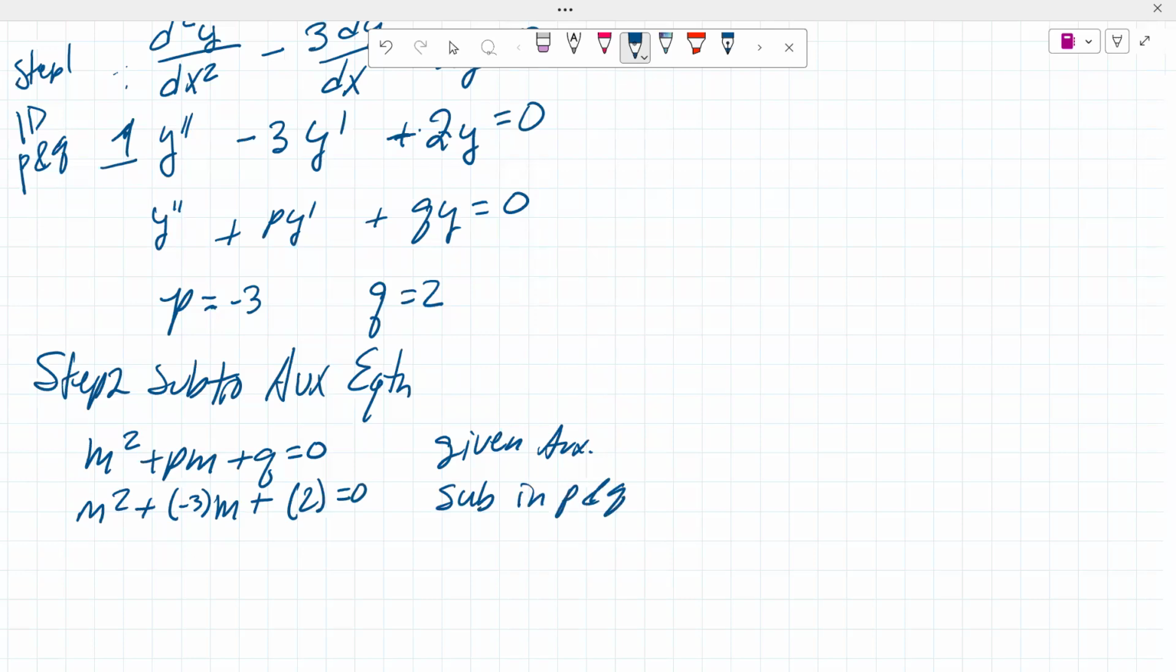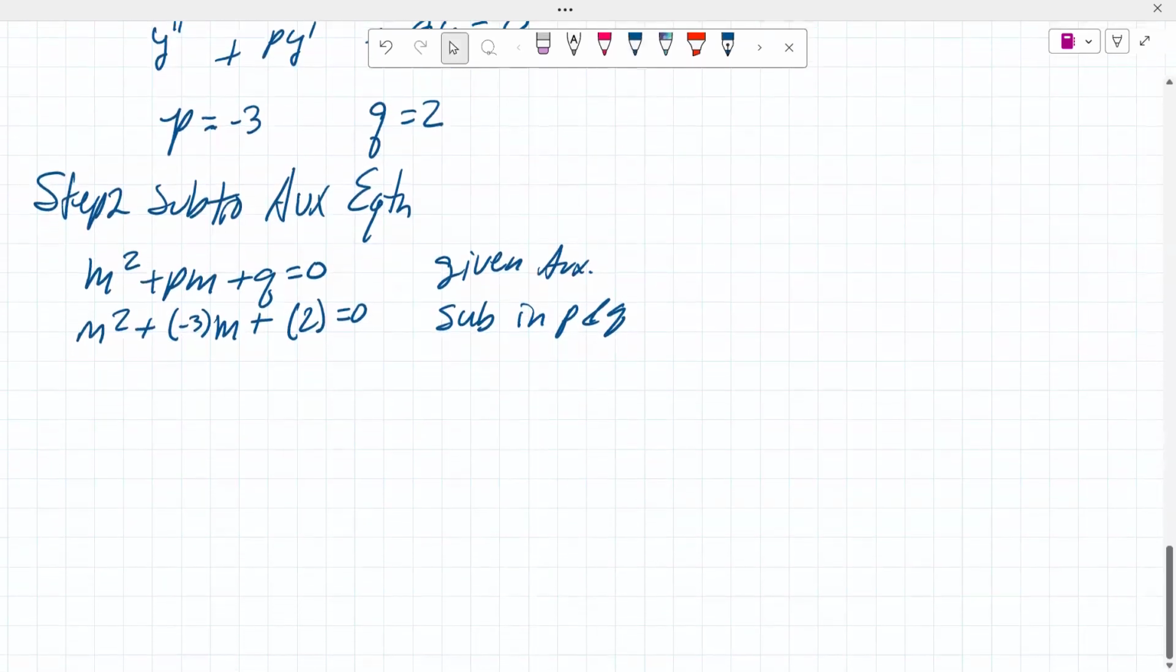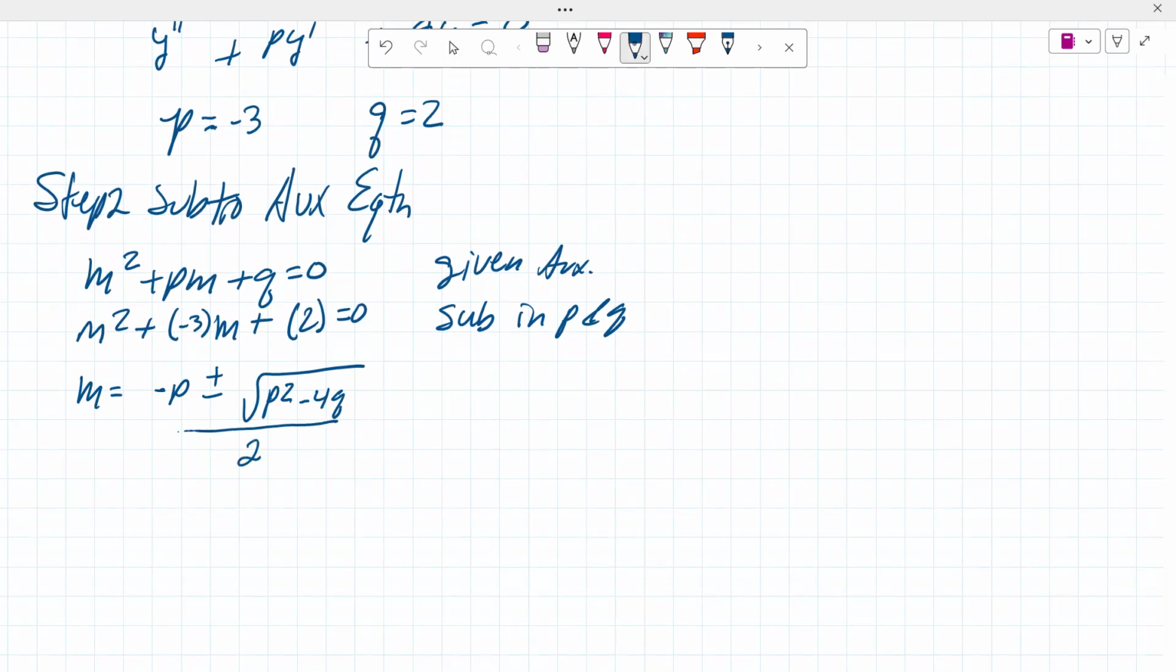All right. Next thing we're going to do is solve using the quadratic formula. Okay, so now we're going to do m equals -p plus or minus the square root of p squared minus 4q, as derived above, all over 2, right? This is from the quadratic formula.